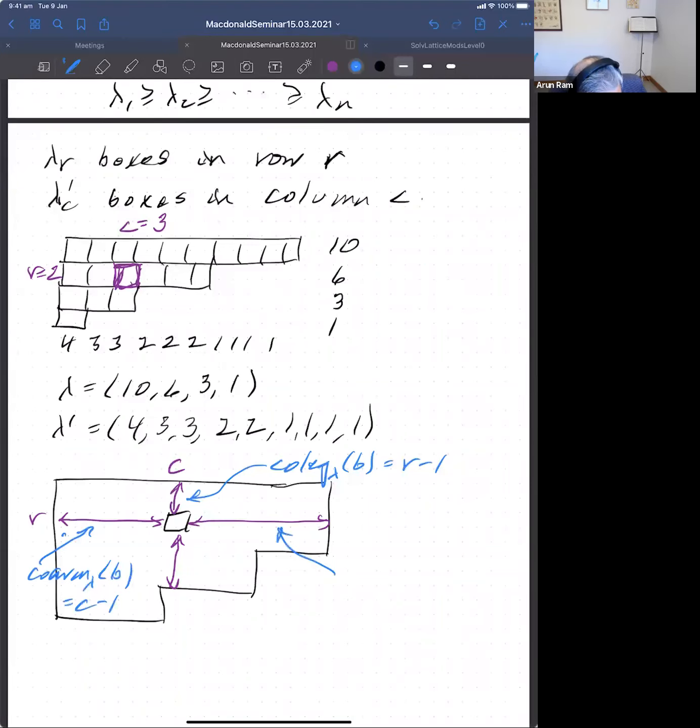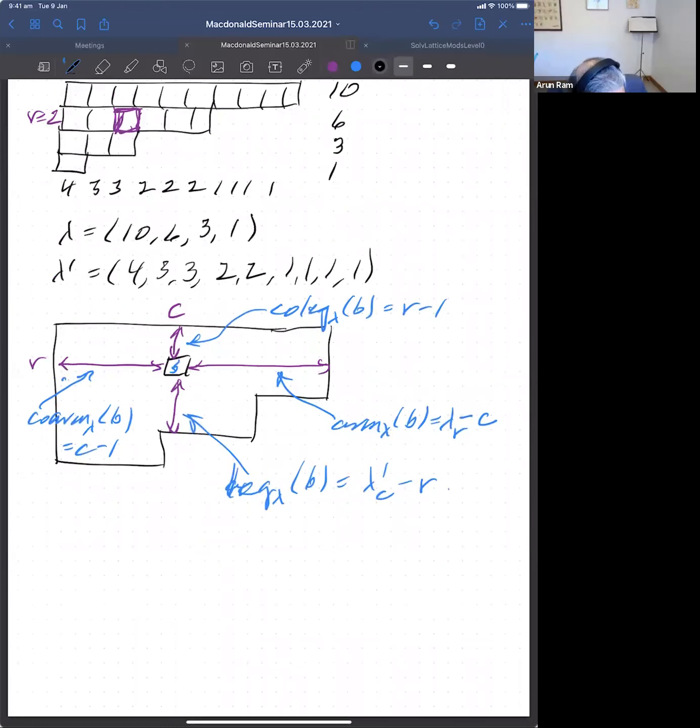And this length is the leg of the box. So the box is B. And the leg of the box is lambda R, so the length of the rth row minus C. And this length is the, oh, sorry, I got it. This is arm. This is arm. And then this length is the leg of the box, which is lambda C prime minus R. So we have all of these things.